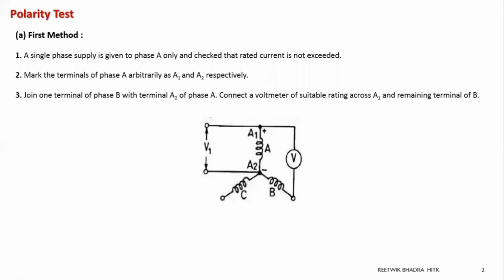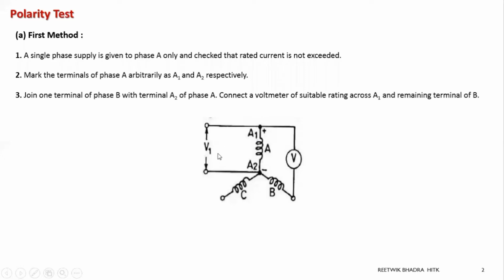Now one terminal of phase B is connected to A2, right? One terminal of phase B is connected to A2 at this point. Obviously you know this is the neutral point of a star connection. The other terminal of B will be connected to the other terminal of A, which is shown here as A1. So the other terminal of B is connected to A1 through a voltmeter. So this is my connection.